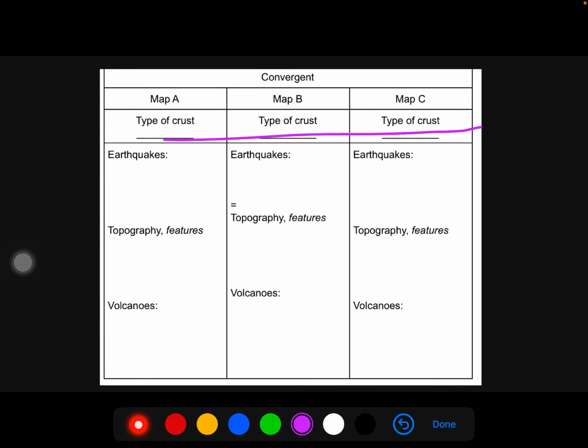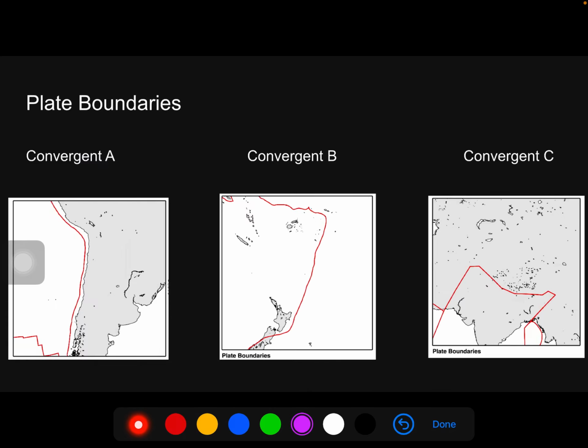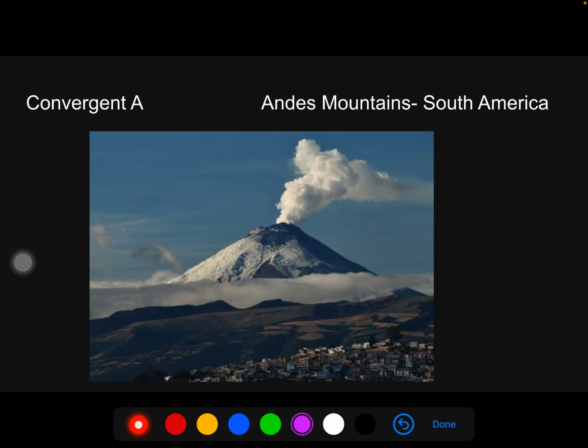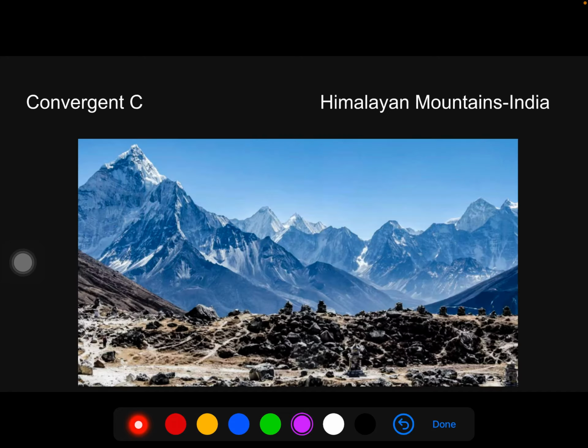So at this point you should have your entire map filled in. Feel free to go back if you need something else. Again, here's our boundaries. Just a little sneak peek. This is that stop A. This is our stop B. And finally our stop C.